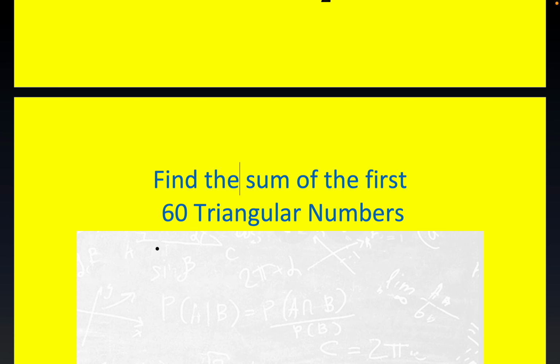Our task this evening is to find the sum of the first 60 triangular numbers. Let's go ahead and do the third triangular number here. All right, now there's clearly six dots here, folks. So this is equal to six, and I bet most of you have seen the standard pattern.